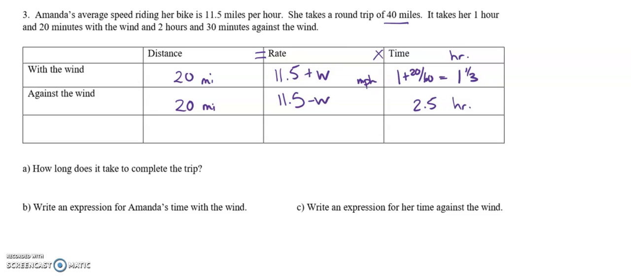How long does it take to complete the trip? So sometimes you can use this last row here as a total. It takes her 1 1/3 plus the 2.5. 1 1/3 is really 1 2/6. 2 1/2 is really 2 3/6. So it takes her a total of 3 and 5/6 hours to complete that trip.